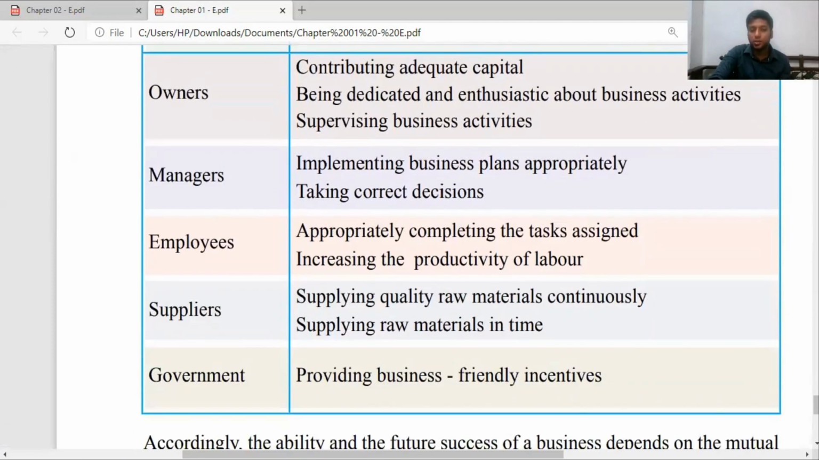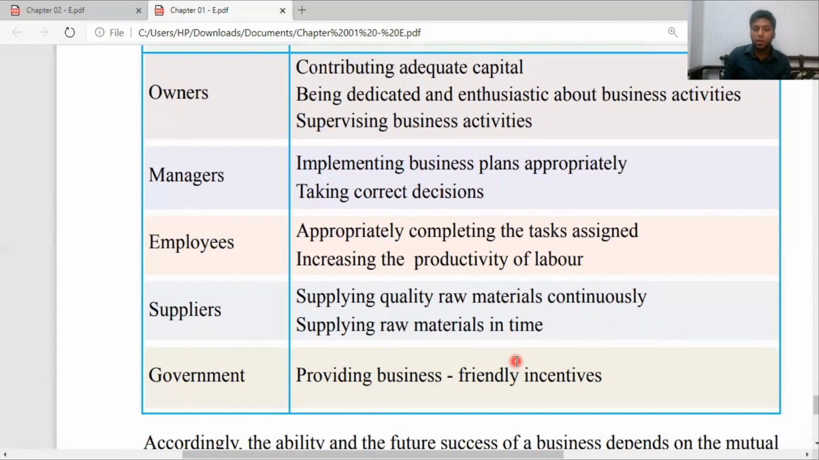Then we spoke about what they are providing. Here employees are appropriately completing the task assigned, increasing the productivity of labor. So what are they doing for the company? They are achieving the task given. Assigned means given. Increasing the productivity of labor, they ensure that you produce as much as possible when you're working. Suppliers: supplying quality raw materials continuously, supplying raw materials on time. If you know what a supplier does, then of course writing is very easy. They give raw materials, but they give raw materials on time.